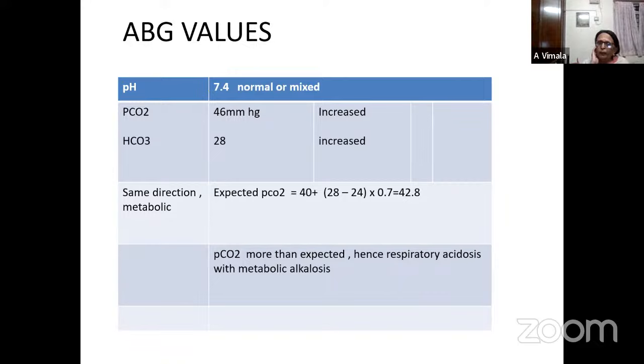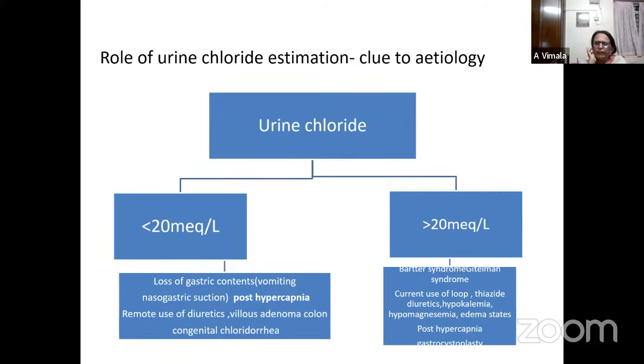The child has got a metabolic alkalosis. The child has got a respiratory acidosis. Both things are meeting each other. That is what is keeping the pH 7.4. It's clear? Now, we said the clue is urine chloride.